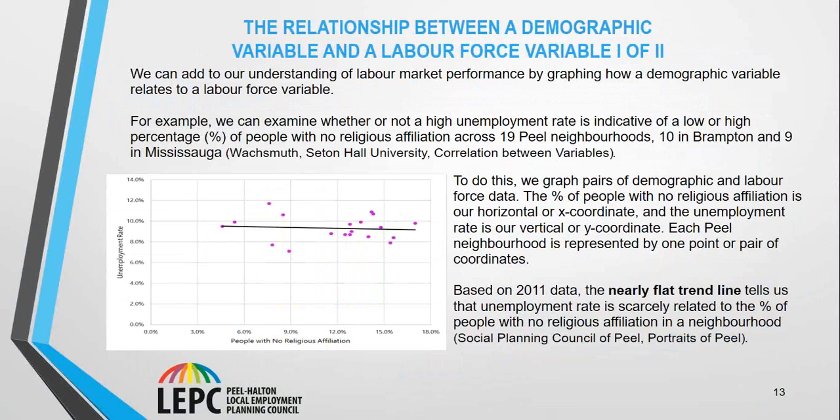When we graph these data points, we can see if a high unemployment rate is associated with a high or low percentage of people with no religious affiliation. The lowest data point on the graph is the Meadowvale Village West Gateway neighborhood. Move your eyes horizontally to the 9% mark. Then move your eyes up to around halfway between 6% and 8%. That is where you'll find the data point. The trend line describes the spread of data points. And since the line is almost flat, we've learned that unemployment rate does not reflect the percentage of people with no religious affiliation. A flat trend line means that there is no relationship.